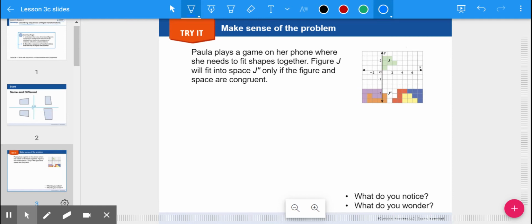Now, if you look at it, you probably could figure out that it might fit. But what do you notice about it? What do you wonder about it? How can we get it from the one space right here to the space right there?